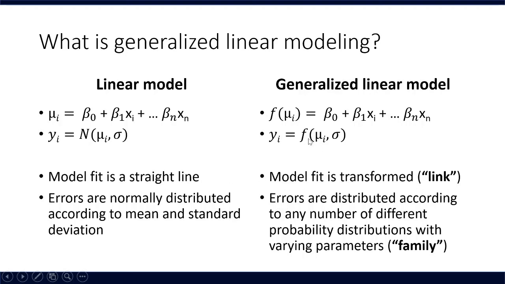And because we're not specifying a normal distribution here in the stochastic part, but just some general type of distribution, the errors are not necessarily normally distributed. They could be, but they could also be distributed any number of other ways. This is the family argument. So the error family is what this is referring to. The family is the probability distribution of your data.